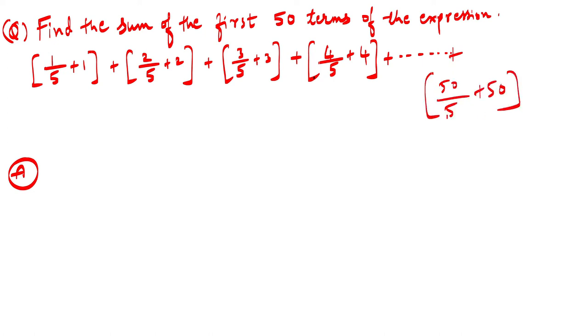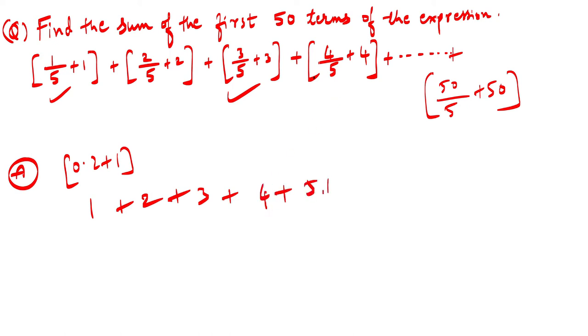So let us calculate the GIF of this. What is 1 by 5? 1 by 5 is 0.2. So 0.2 plus 1 is 1.2. The GIF of 1.2 is 1. So the GIF of 2 by 5 plus 2, which is 2 point something, will be 2, and the GIF of the next one will be 3, and so on, this will be 4, 5, and what is the GIF of the last expression, 50 by 5 plus 50? 50 by 5 is 10, plus 50, this will be 60, so the GIF of 60 will be 60, that is the integer itself. So the value is 60, what is the previous value?